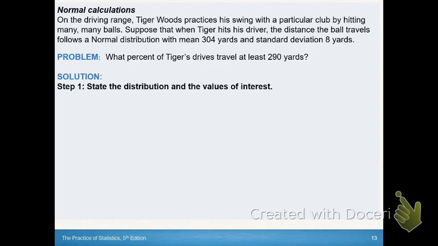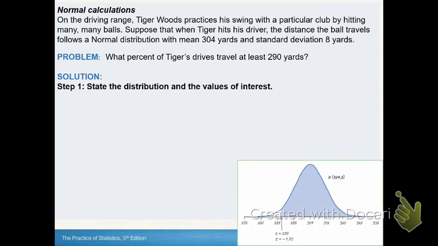First we will want to make a sketch. We'll draw the normal curve. We'll put the mean in the center, and then we'll add and subtract the standard deviation multiple times to get our cutoff points. Then we're looking for where 290 would be, and we want to find at least 290 yards, so we shade above that point. Next, we would use the z-score formula, and turn 290 into a z-score of negative 1.75.